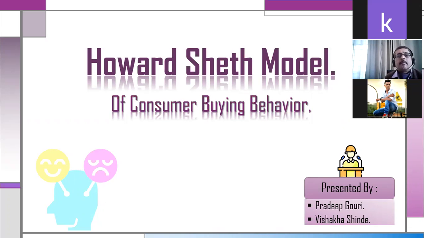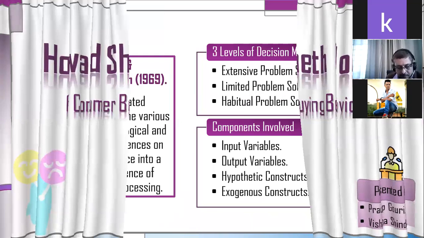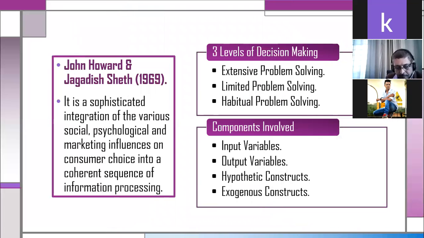Good morning, everyone. Good morning, sir. This is the Howard Sheth model presented by Pradeep Lori and Vishaka Shinde. This model was put forward by John Howard and Jagdish Sheth in 1969. This is a definition of the Howard model. It says that all the social, psychological, and marketing factors influence consumer choice and information processing.